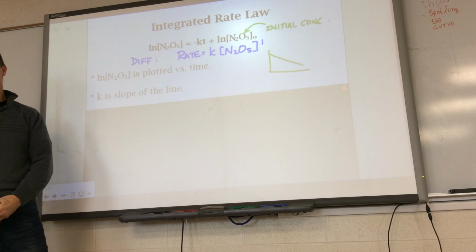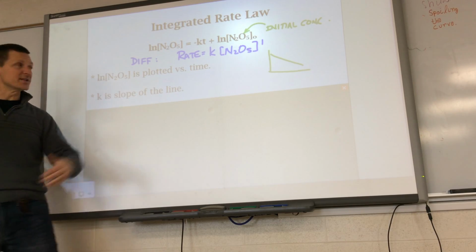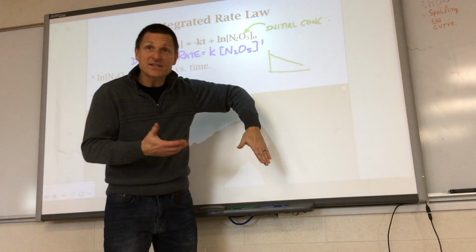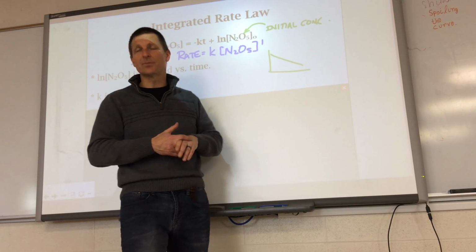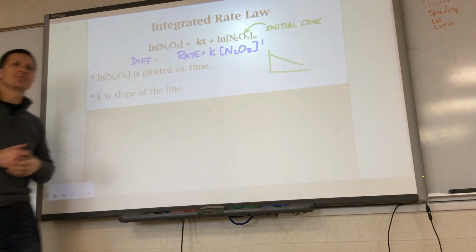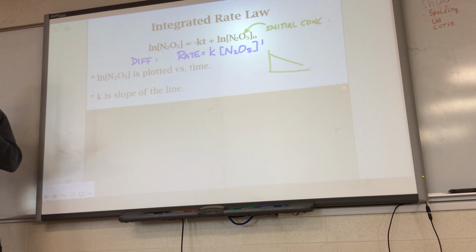K represents the slope of that line. So the steeper the slope, the faster the reaction goes. The steeper the slope, the faster the reaction. That's why I say K is really what tells us how fast the reaction is.